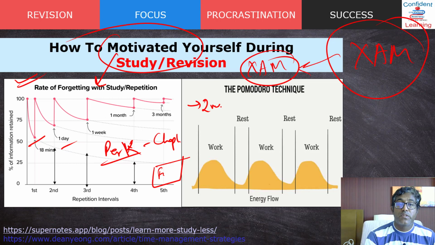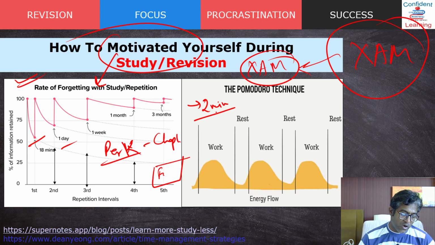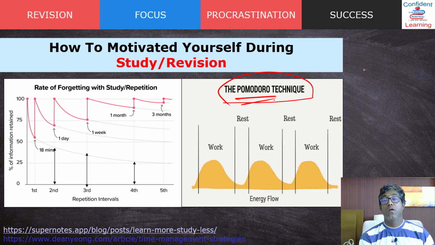But now we have a problem: sitting for many hours. Still we are sitting with a book in our hand, reading, but we are not getting anything from the book. What you have to do is apply the Pomodoro technique here. The Pomodoro technique is something like this: you can give a time of either 25 minutes or 45 minutes, 1 hour, 1.5 hours, 2 hours, up to you.